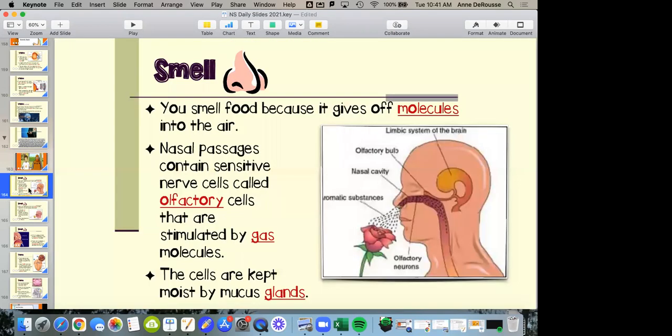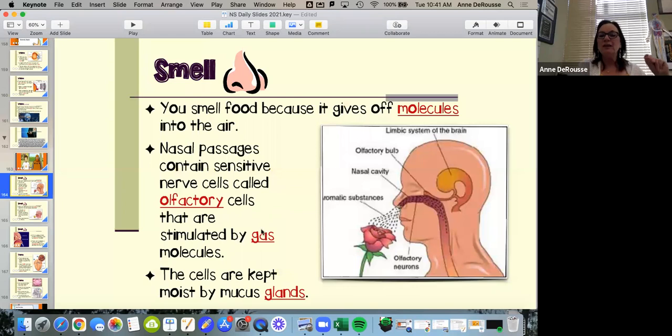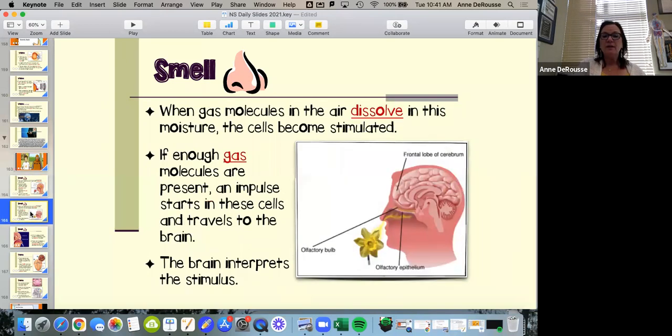All right, so the stimulus is going to be gas molecules. So for you to smell something, it has to be in a gas state. So the olfactory cells in your nose are what are triggered by those gas molecules. And then those start the impulse. Gas molecules then dissolve in that moisture that's there. The cells become stimulated, and if enough of those molecules are there, the impulse starts, and then it travels to the brain where it's interpreted.